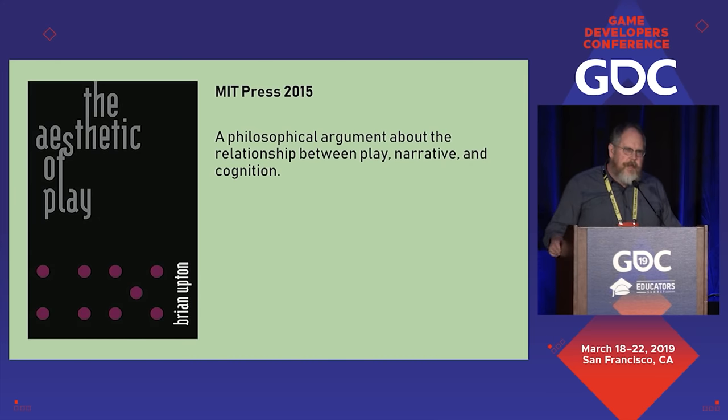So, in order to explain why Situational Game Design exists, I first have to explain a bit about my first book, The Aesthetic of Play. I wrote The Aesthetic of Play because I was troubled that my own thoughts about how game design worked weren't really reflected in the existing literature and the existing way people were talking about things. I wanted to basically lay out my own philosophy for how to design games and what the meaning of play is.